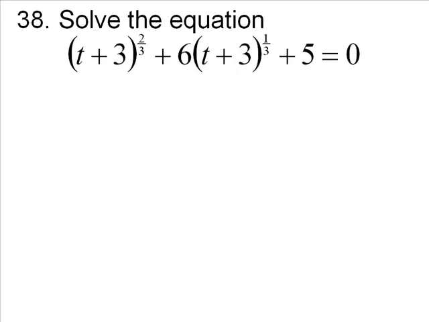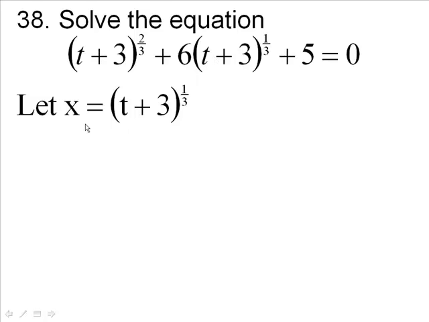Number 38. Solve the equation (t + 3)^(2/3) + 6(t + 3)^(1/3) + 5 = 0. Well, let's let x be this one right here, all of this. Okay? So you'll end up with 6x right there. See? Let x equal (t + 3)^(1/3). Replace this with an x.